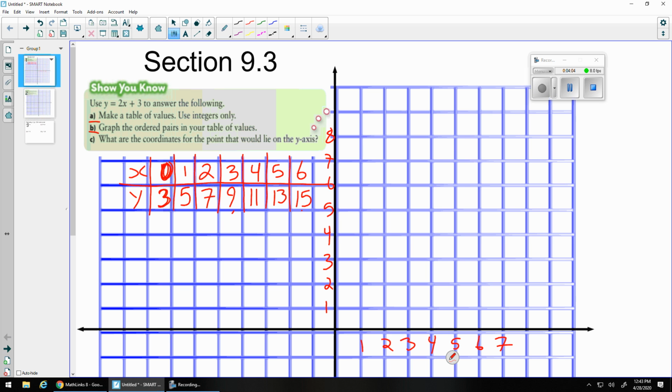I guess this will actually need to go up 8, 9, 10, 11. Okay, so each of these makes a coordinate pair. When x is equal to 0, y is equal to 3, so we have a point right here. When x is equal to 1, y is equal to 5, so we go up to 5. When x is equal to 2, y is equal to 7. When x is equal to 3, y is 9. When x is equal to 4, y is equal to 11.